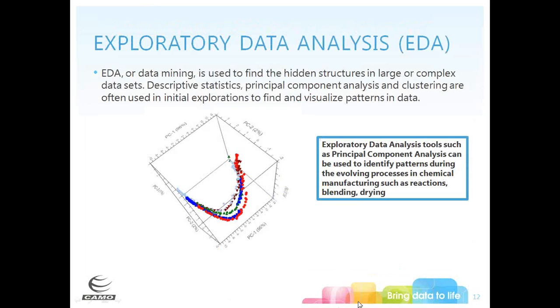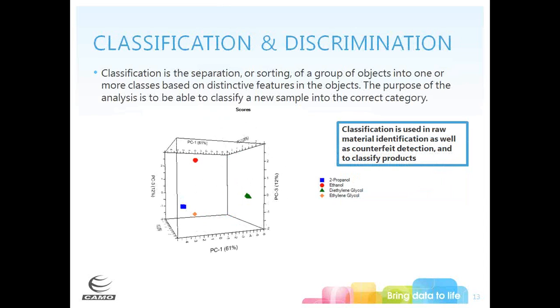Exploratory data analysis or data mining really helps us to see the hidden structures in our data in complex data sets. In this depiction here, I'm showing a three-dimensional PCA scores plot, which is showing us that we have a similar trajectory over three or more different batches of data that have been collected. This approach can be used quite well to help us visualize patterns in our data and to see whether or not we have similarity and differences between samples, batches, or whatever our data may comprise of.